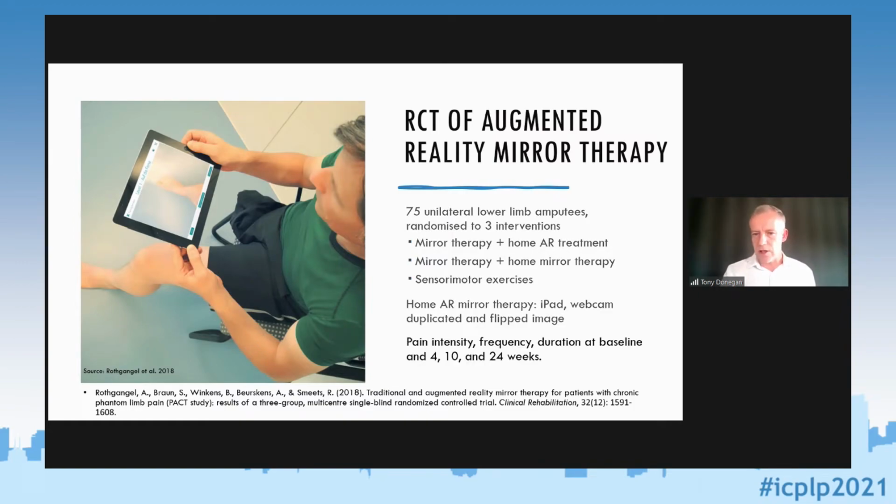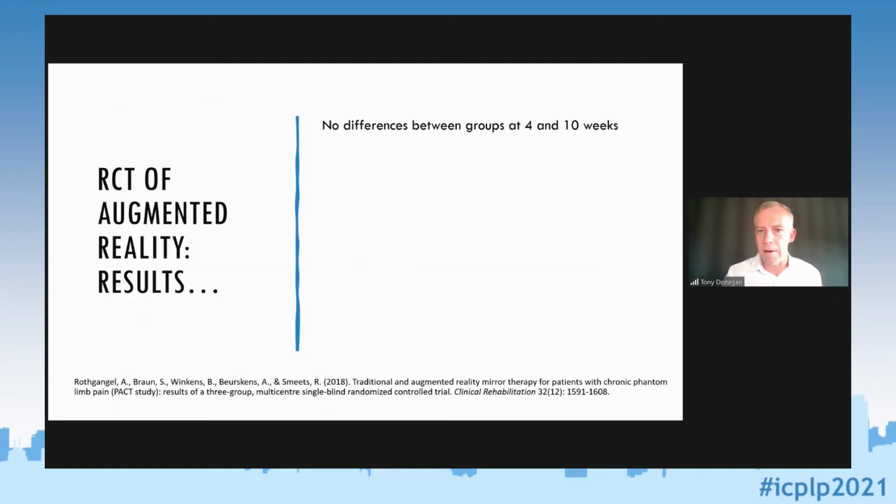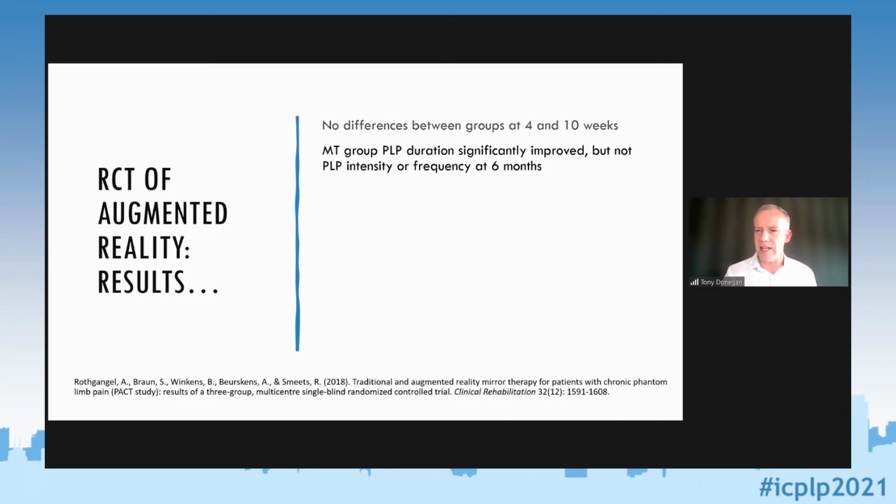And they measured pain outcomes at 4, 10, and 24 weeks, so at 6 months. And the results were actually pretty disappointing. There were no differences between the groups at 4 and 10 weeks. And at 6 months, the duration of phantom limb pain episodes had improved, but not the pain intensity or frequency. So the authors concluded that the results don't favor either mirror therapy or augmented reality as a viable treatment for phantom limb. Now this, certainly for mirror therapy, would contradict some previous RCTs on mirror therapy, as Justyna discussed.